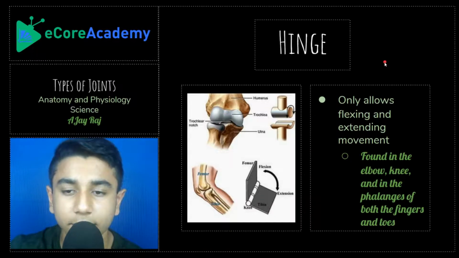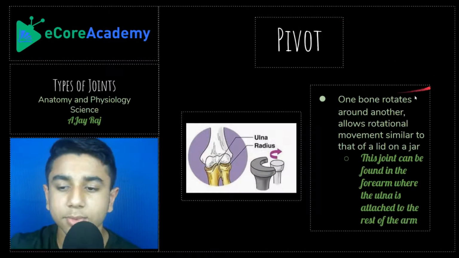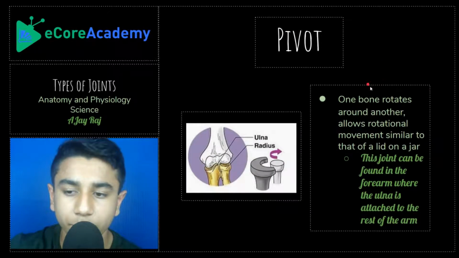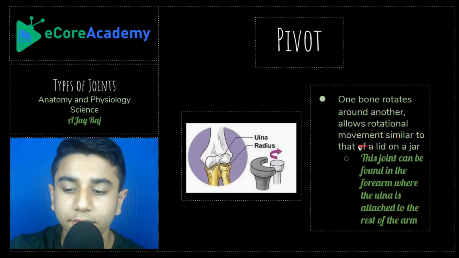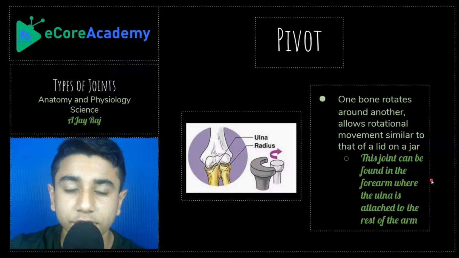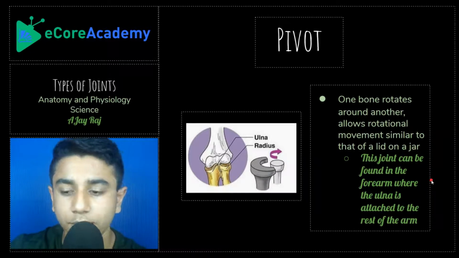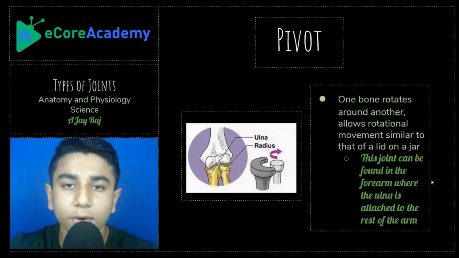So let's get on to our final joint class, which is our pivot joints. And a pivot joint is when one bone rotates around another and allows rotational movement similar to that of a lid on a jar. So what basically happens is, as you can see here, this joint can be found in the forearm, where the ulna is attached to the rest of the arm. And the ulna is basically the central bone of the arm. There are two central bones, and ulna is one of them, and it connects the forearm to the rest of the arm.